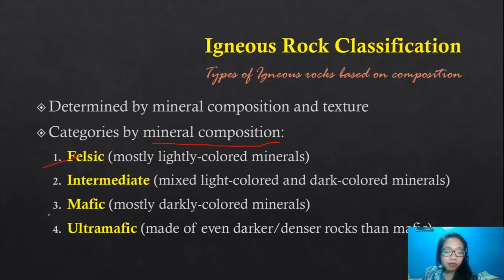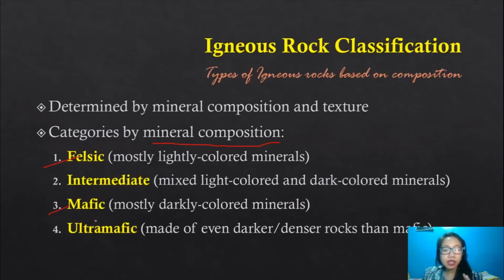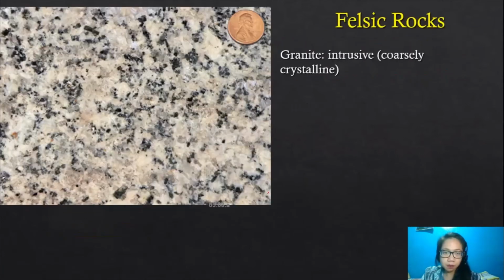Now, if it's mafic, that means there is a high percentage in that specific type of rock of iron and magnesium, thus creating the ferromagnesians. Now, if there is a higher concentration of iron and magnesium, then that's considered as ultramafic. But if it's 50-50, then it's considered as intermediate. So a combination of light and dark colored minerals.